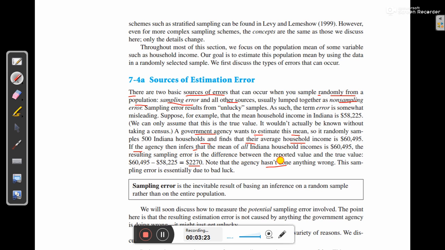Note that the agency has not done anything wrong. This sampling error is essentially due to bad luck, because the average coming from the sample is different from the actual average. It might occur because the data sampled randomly might be unlucky, not giving accurate results. That is why sampling error might happen. Sampling error is the inevitable result of basing an inference on a random sample rather than on the entire population.